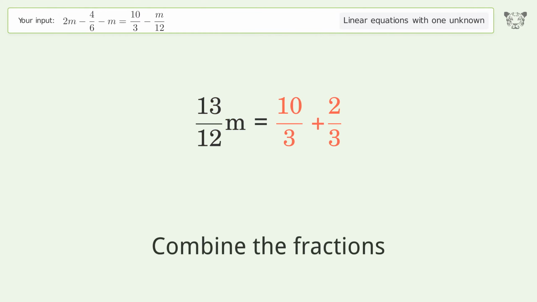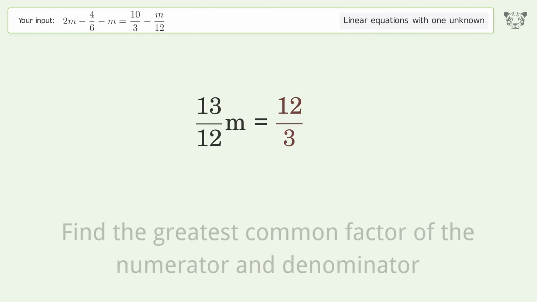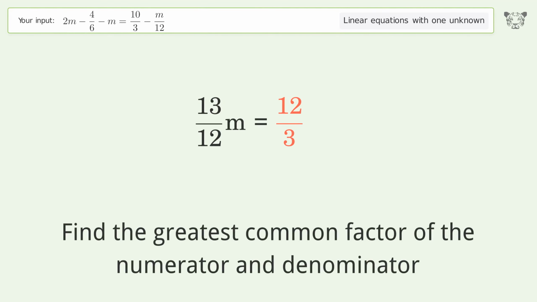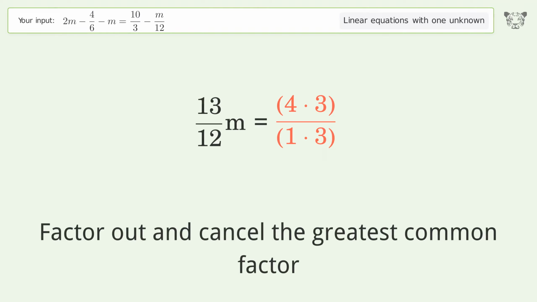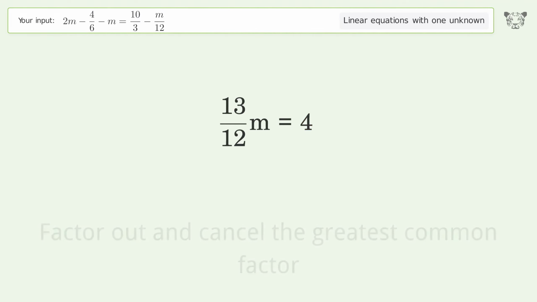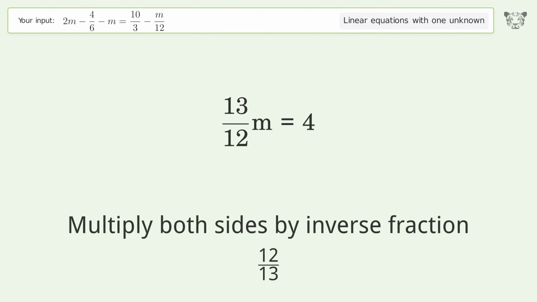Combine the fractions. Combine the numerators. Find the greatest common factor of the numerator and denominator. Factor out and cancel the greatest common factor. Isolate the m. Multiply both sides by inverse fraction 12/13.